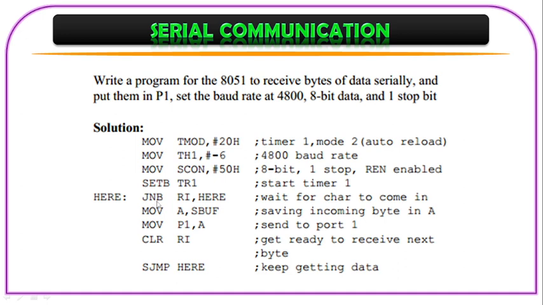And now you are transmitting, so you are checking whether the receiver is high. Okay, so the receiver interrupt flag is high. If it is high, from SBUF you take it to the accumulator, and from the accumulator you are taking it to the port. Now clear RI and jump to here. So again and again it is receiving data serially from some other device.